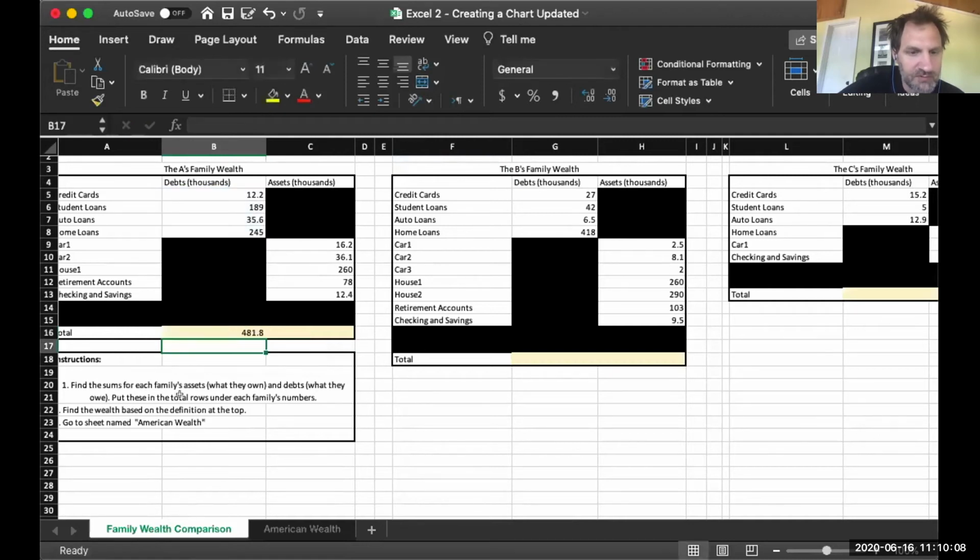Yep. So it adds it up for you. Oh, okay. You do the same thing for the assets, and then same thing for family B, same thing for family C. Okay. Thank you.